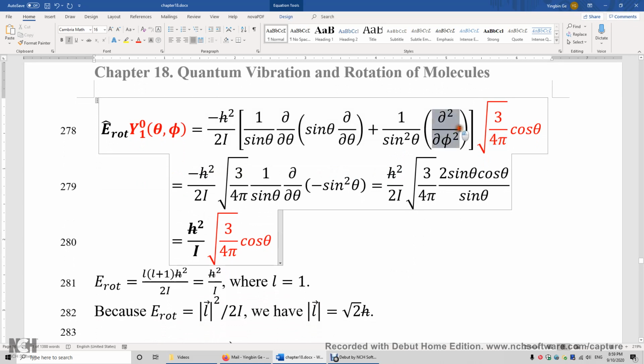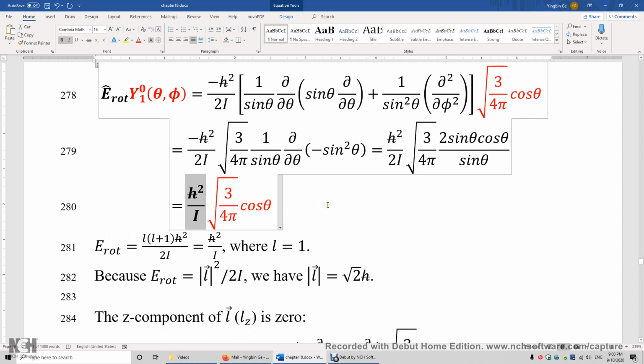If you apply this, you get 0 because theta does not depend on phi. And then you just need to evaluate the first derivative of cosine theta. It's negative sine theta times sine theta. You get sine theta squared, and then we take the first derivative of sine theta squared, and then divide by sine theta. So anyway, it's a little tedious, but it's doable. In the end, you will be able to get the original wave function multiplied by a constant. That constant is the rotational energy. It's just h bar squared over I.